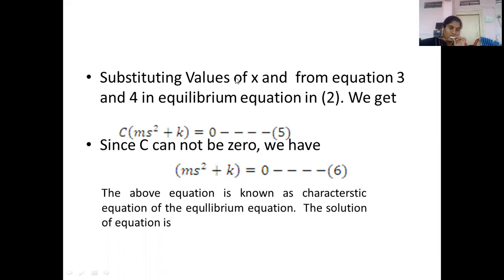C into e raised to s t, ms square plus k is equal to 0. So that is the equation number 5.